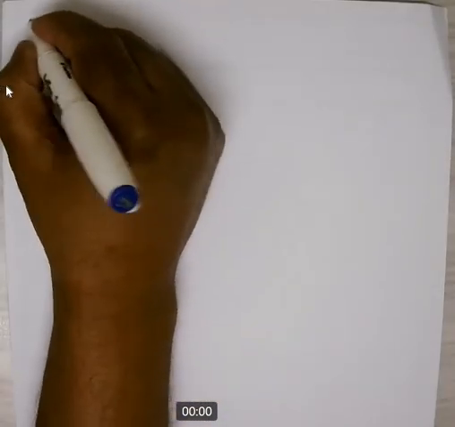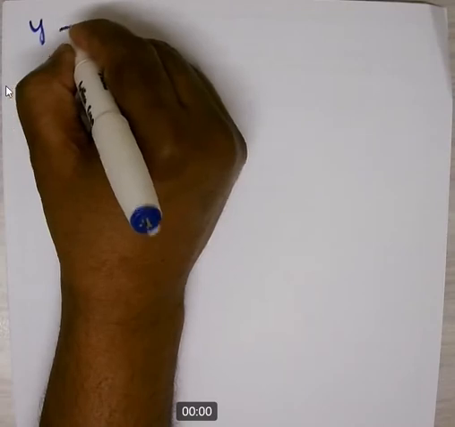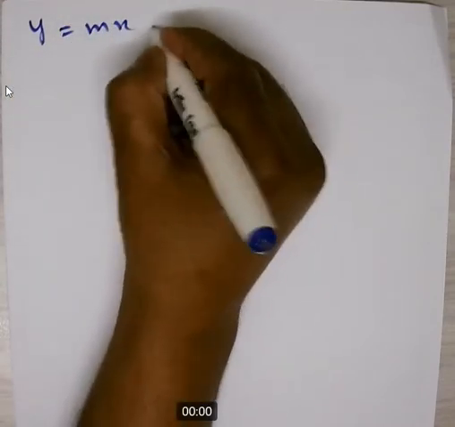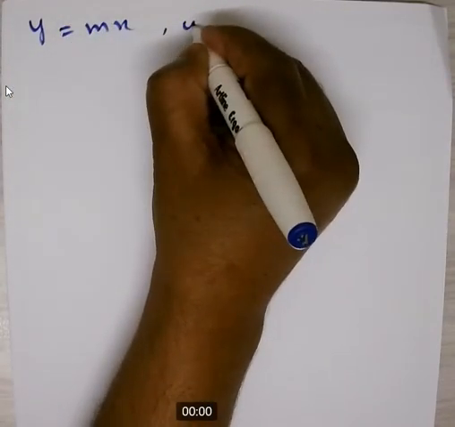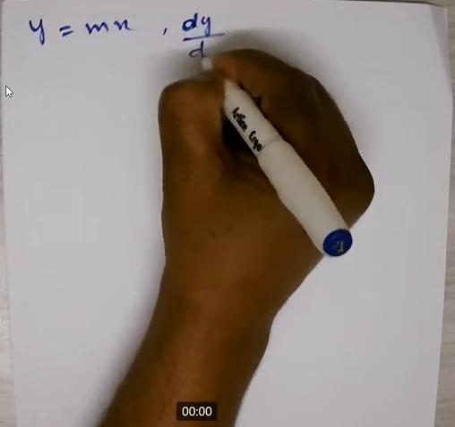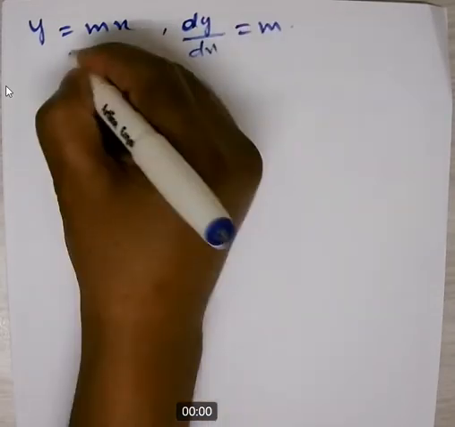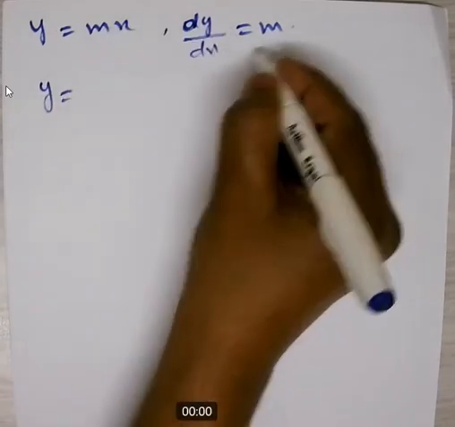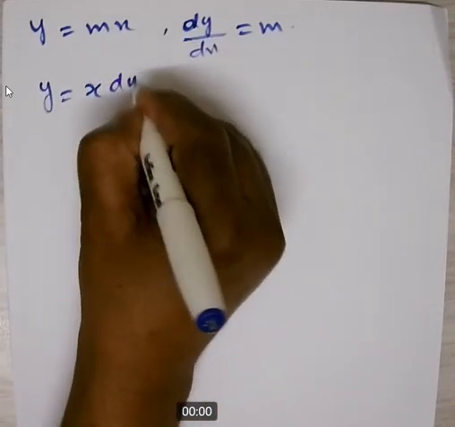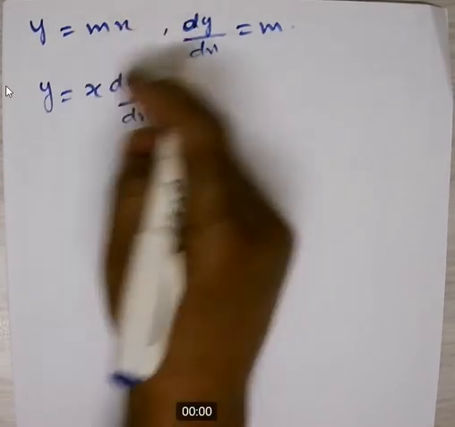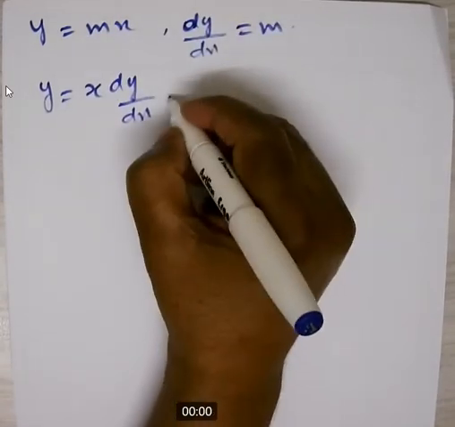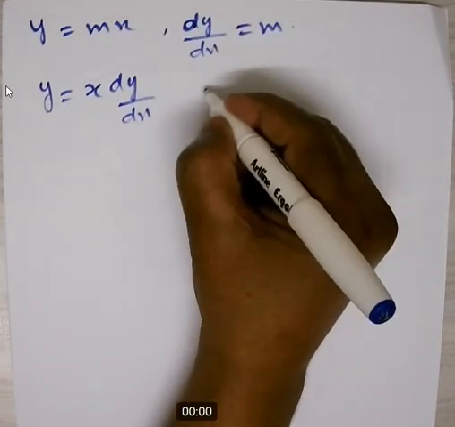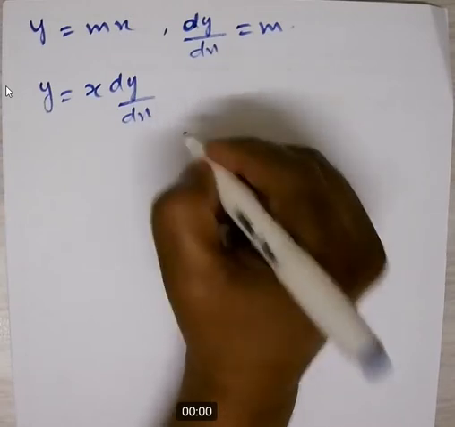Equation number 1 is y equal to mx, and equation number 2 is dy/dx equal to m. So from this we can write y equal to x into m, where m is dy/dx. Now this is the formation of the differential equation. That means you completed step number 1.